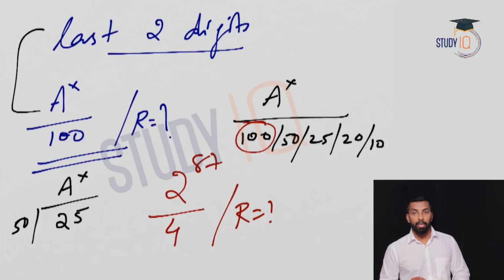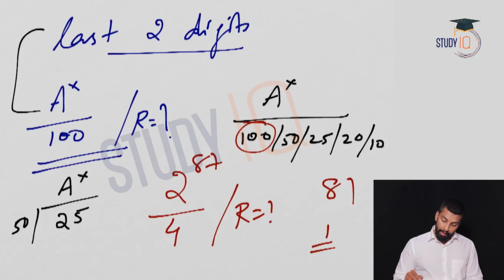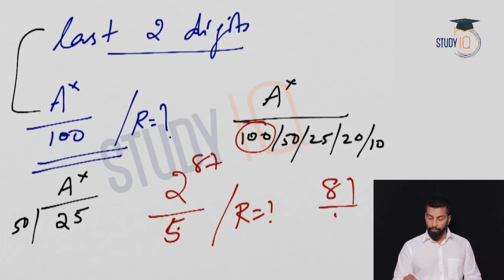So basically, if I know the last 2 digits, I can get it, because the divisibility of 4 depends on the last 2 digits, right? If the last 2 digits are 81, then what is the remainder? 1. I know that. Similarly, if the last 2 digits are 81 and I need to divide by 5, what is the remainder? 1. So divide by 2 also you'll get the remainder 1.